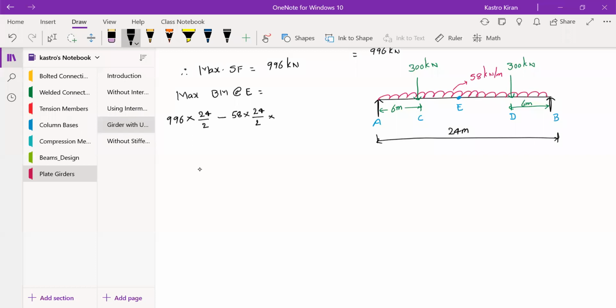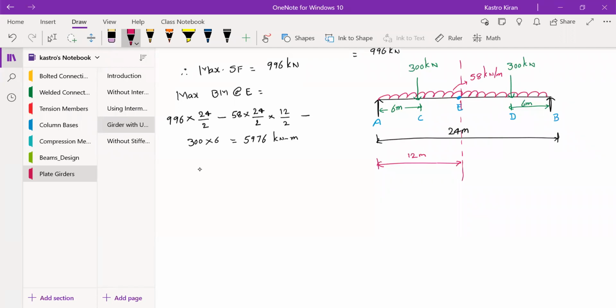into 12 by 2. I'll talk about how this 12 by 2 has come. Minus the intensity of the concentrated load, that is 300, into the distance at which it is acting. So this is how you can calculate the maximum bending moment. I'll read out the entire maximum bending moment expression now, so just be careful at what you're seeing so that it will get clear. This is the point where the maximum bending moment is happening. So this distance is 12 meters.